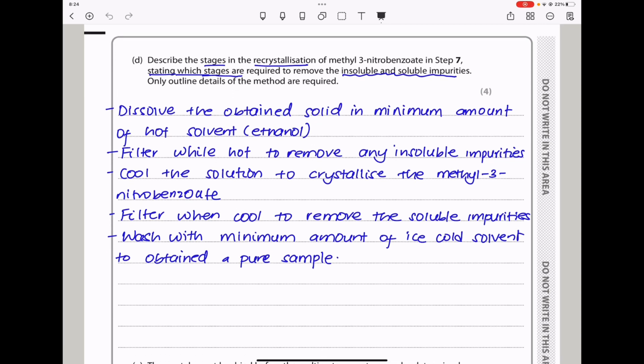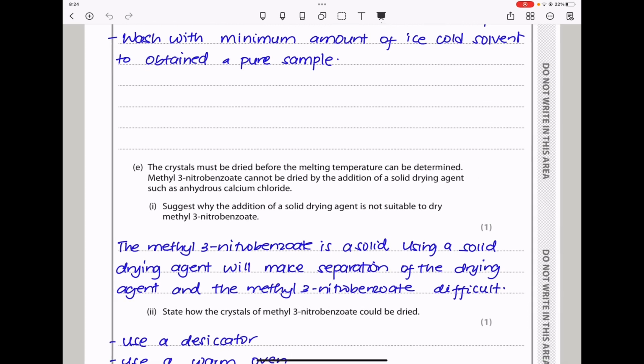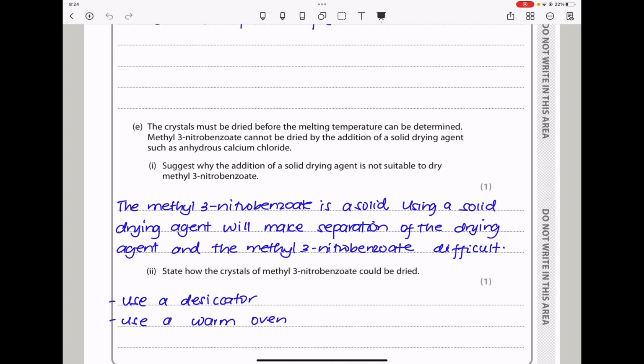in order to obtain the pure sample. In part E, they say the crystals must be dried before the melting temperature can be determined. They say methyl 3-nitrobenzoate cannot be dried by addition of a solid drying agent such as anhydrous calcium chloride. Suggest why the addition of a solid drying agent is not suitable to dry methyl 3-nitrobenzoate.